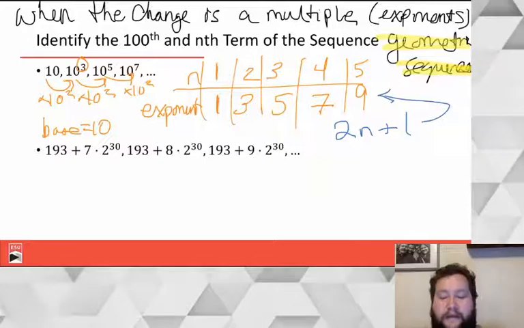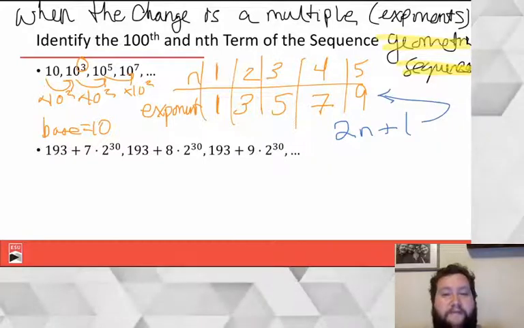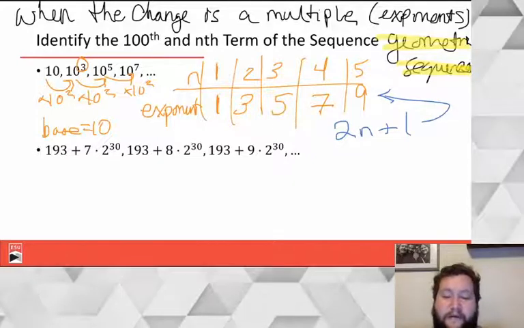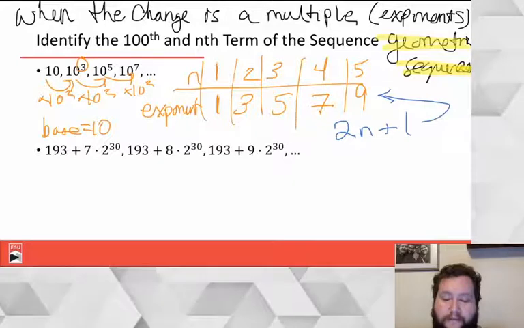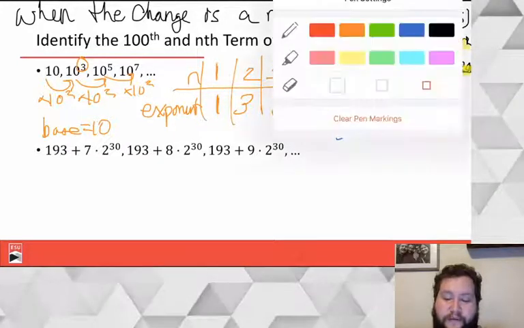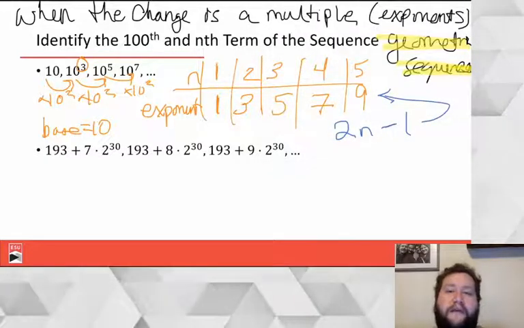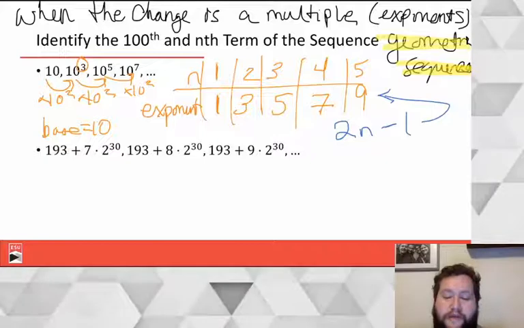Because if I put 1 in there, I get 3. If I put 2, I get 5. If I put 3, I get 7. If I put 4, I get 9. But then I'm missing my 1. So I can't do a plus 1. I can, however, do a minus 1. So what I have here is 2n minus 1.